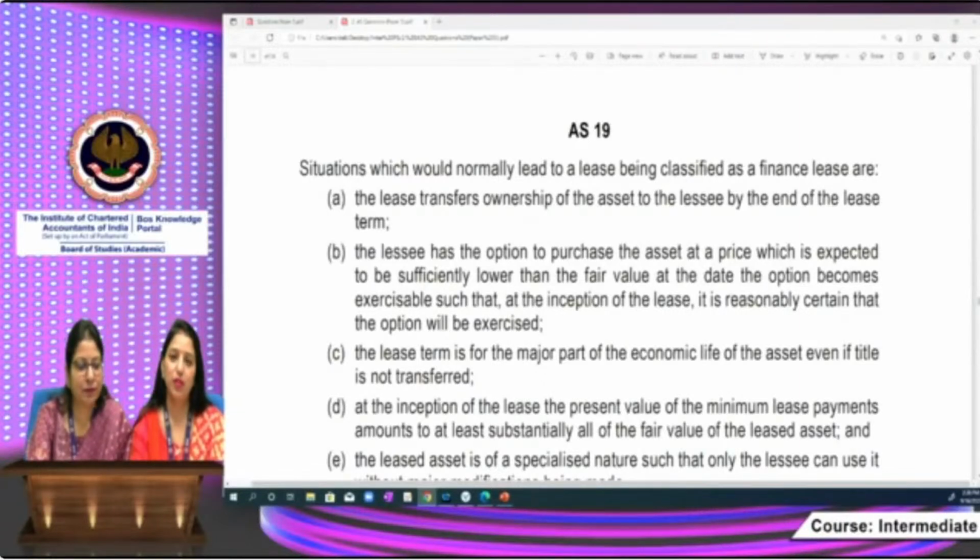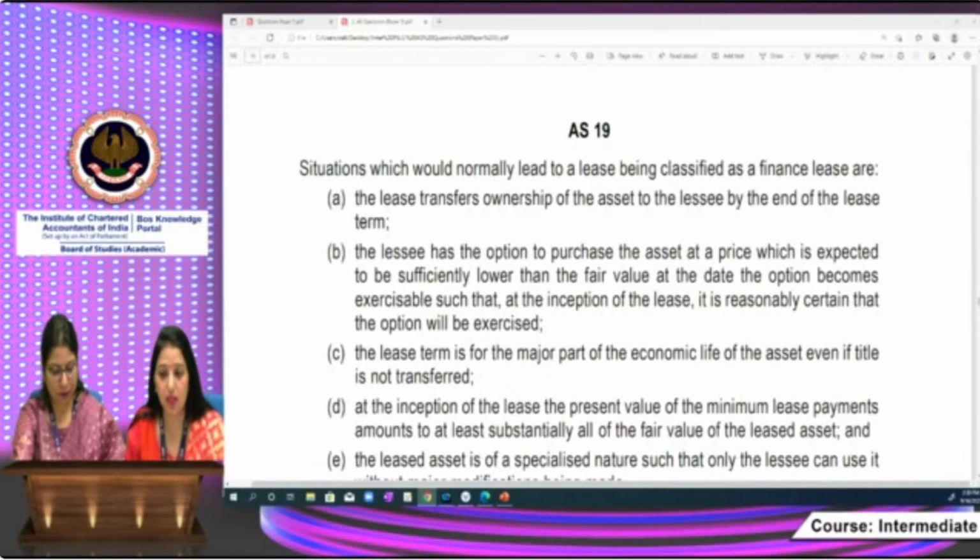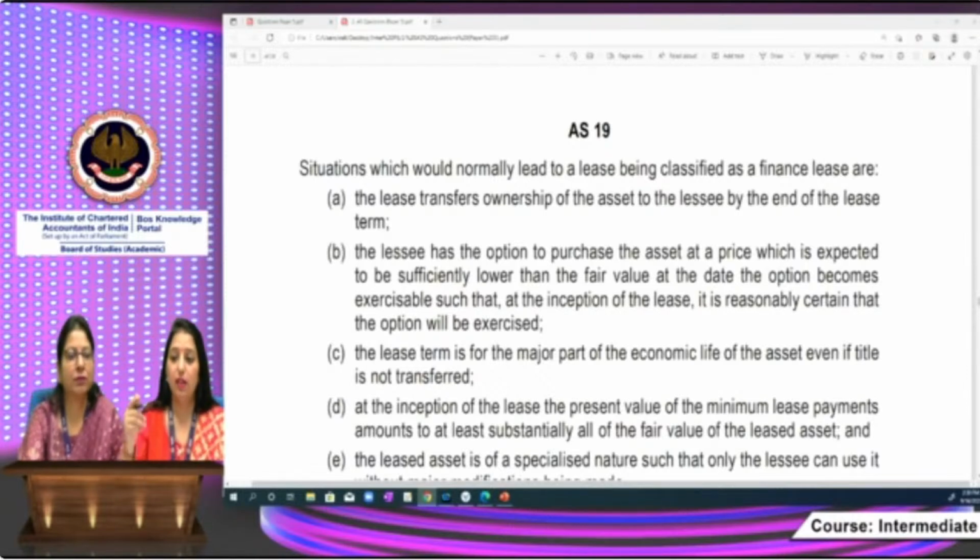Good afternoon, students. Now we are going to start the discussion on AS 19. Due to time constraints, we are trying to cover the important concepts and provisions which are very helpful for your examination on AS 19. The main concept of AS 19 is that this AS is related to lease.